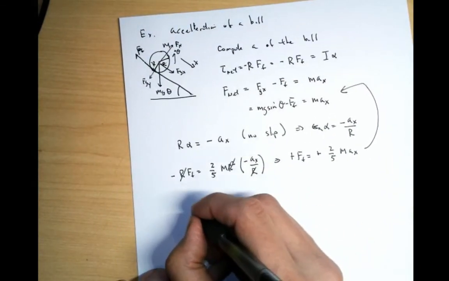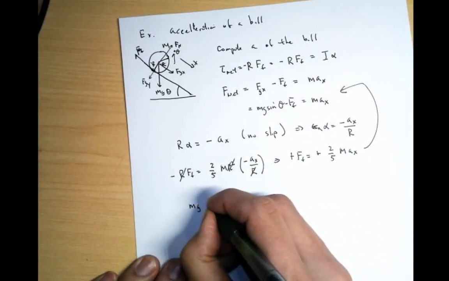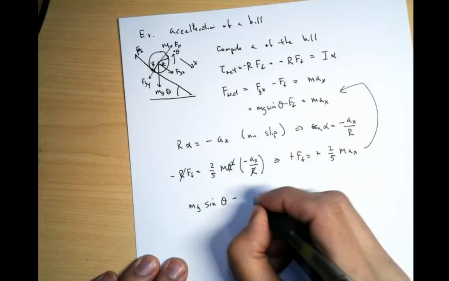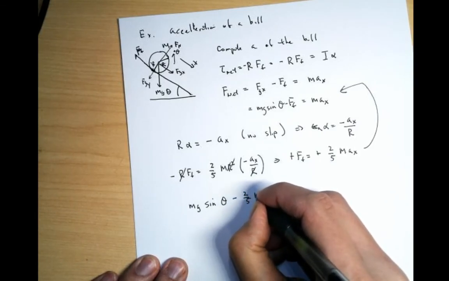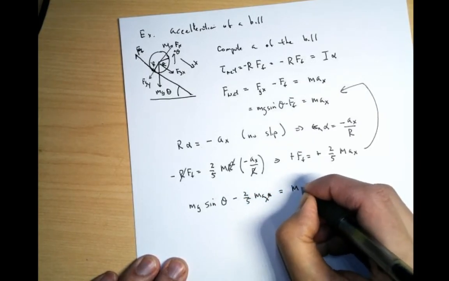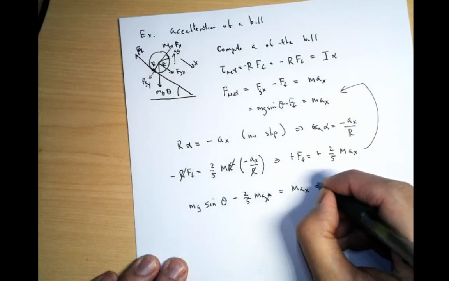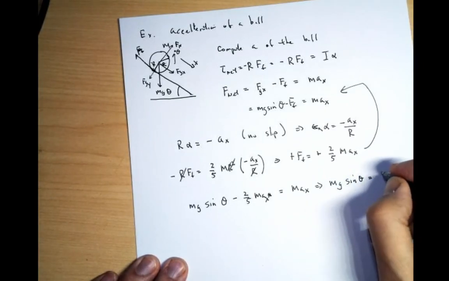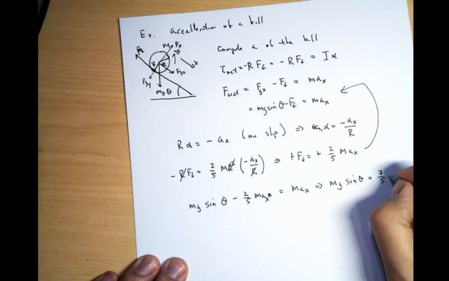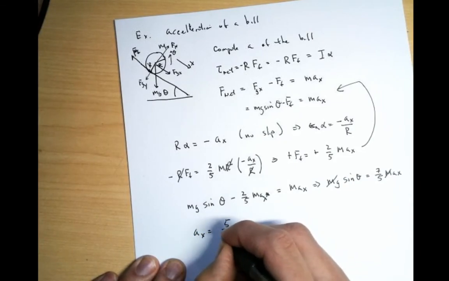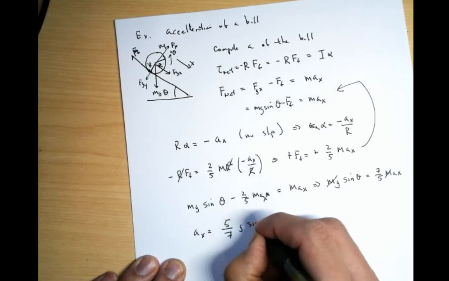Okay, so it's mg sine of theta minus 2/5 m a sub x is equal to m a sub x, right? Bring this aside. Mg sine theta is equal to 7/5 m a sub x. Look at that, the m's will kill each other now. And now we're done. A sub x is equal to 5/7 g sine theta.